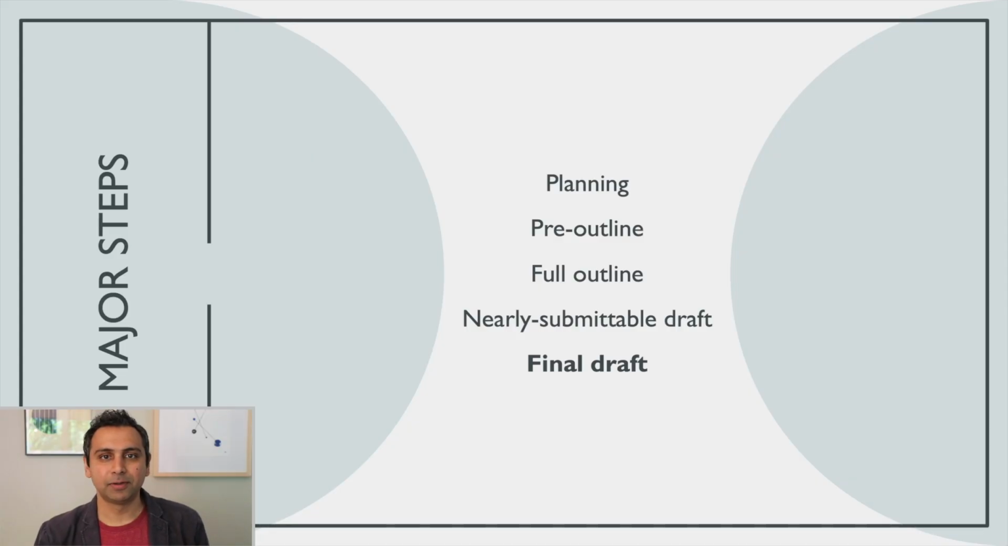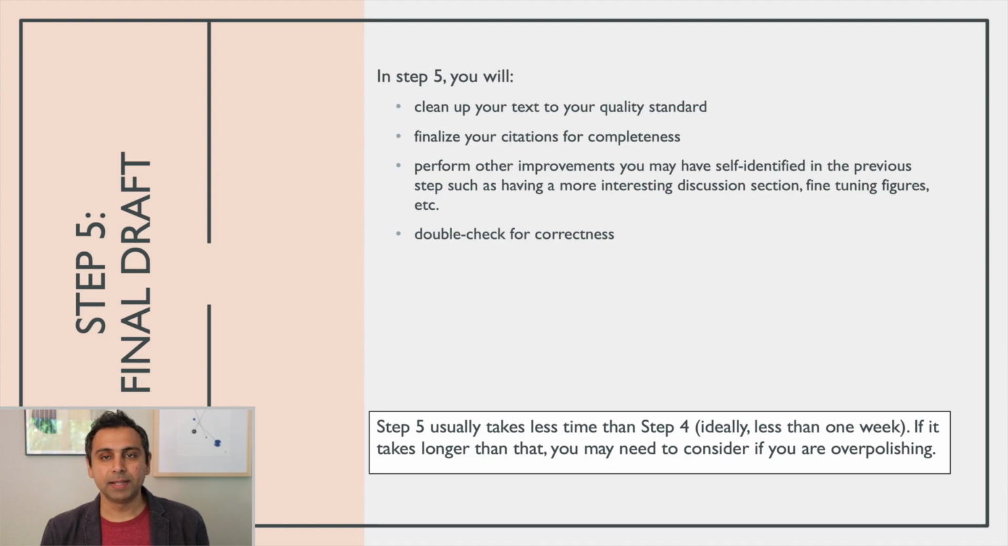All right, so we're now at the final step, which is the final draft of your paper. Now in step 5, you're basically just going to go through your wish list of all the things that you wanted to do in your nearly submittable draft but didn't have time to do because you were just trying to finish the thing instead of trying to make it perfect. So in step 5, you'll clean up your text to your quality standard, you'll check your citations for completeness, and then just go through a checklist to double check things for correctness.